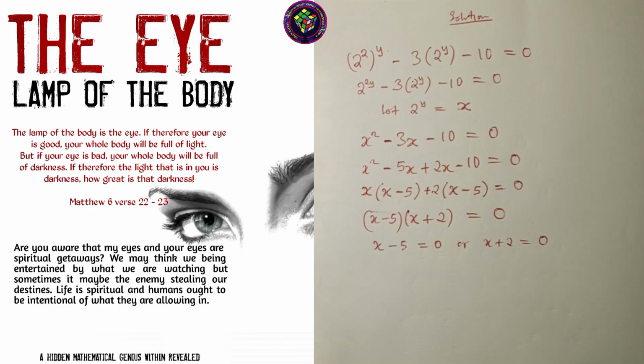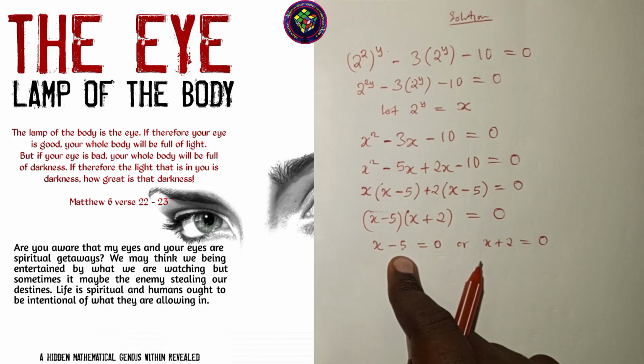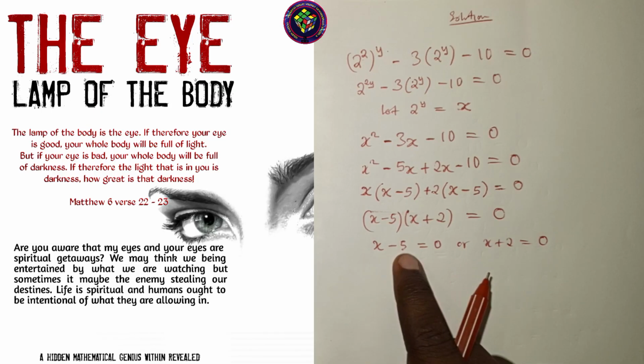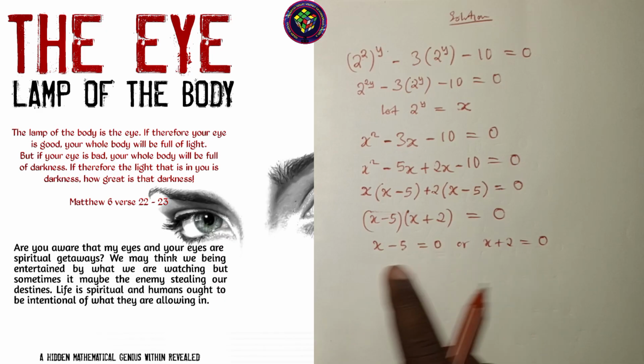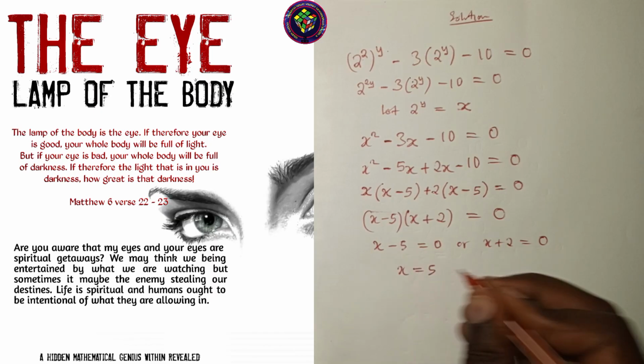Okay, so to solve for x now, here to remain with x, here there is minus 5, so the opposite of minus 5 is plus 5. So you add 5 to both sides, so you remain with x is equal to 0 plus 5 is just 5. So x is equal to 5.